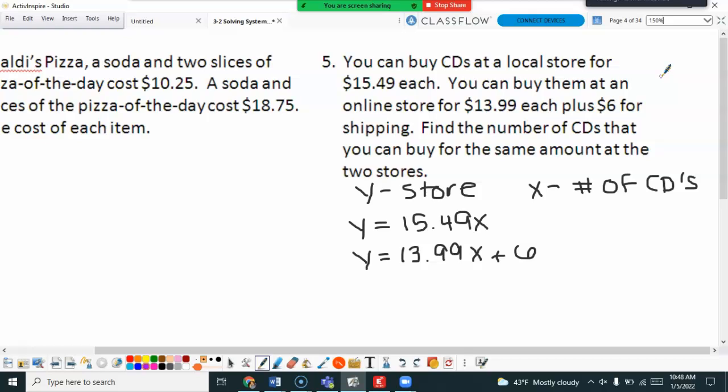We want to know, when does it matter where you go? So I want the online store price to equal the in-store price. So we're going to set the two prices equal to each other and solve for the number of CDs. So Y is equal to 15.49X. So we're just going to replace the y in the second equation with 15.49x.